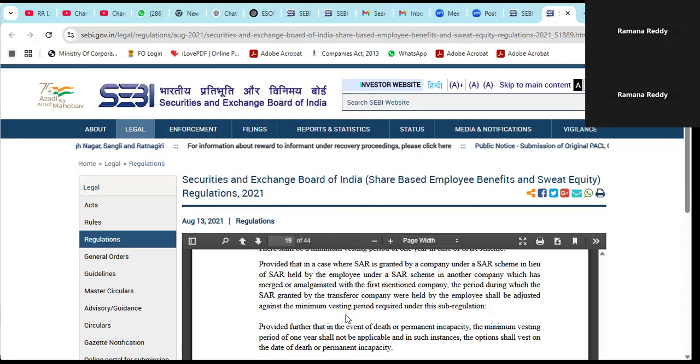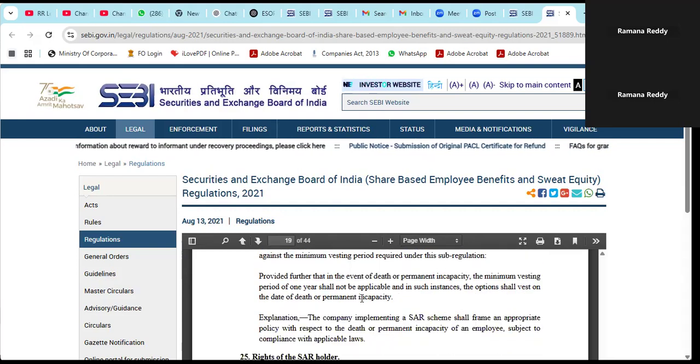the vesting period already served in the present company, that is the transferor company, will be adjusted accordingly in case of merger and amalgamation. In case of death and permanent incapacity, the option shall vest on the same day, on the death or permanent incapacity, and there is no need to wait for 1 year or for the balance period of vesting.